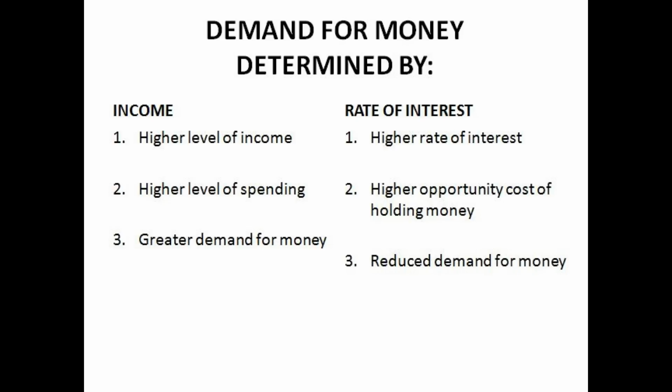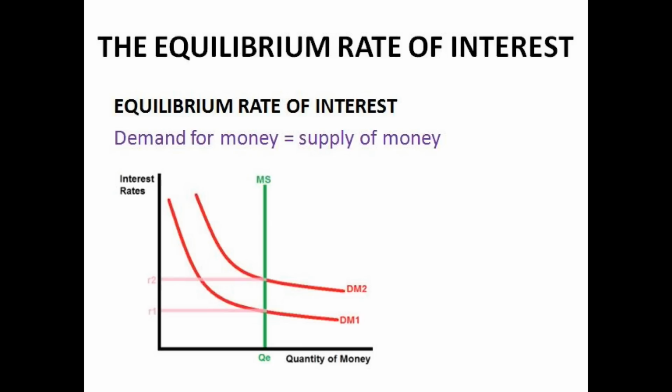If there's a lower rate of interest, you don't get much extra money for keeping it in the bank, so demand for money tends to increase. This diagram here is all about the equilibrium rate of interest, which is when the demand for money is equal to the supply of money. The red line there shows the demand for money, and the green line is the supply. So say we have an increase in demand for money, the red line will shift to the right. We assume that the supply of money is inelastic in the short run, hence the graph is vertical. In the long run, however, you can have an increase in the money supply. That would be a right shift in the green line, which would lead to a slight fall in the interest rate.